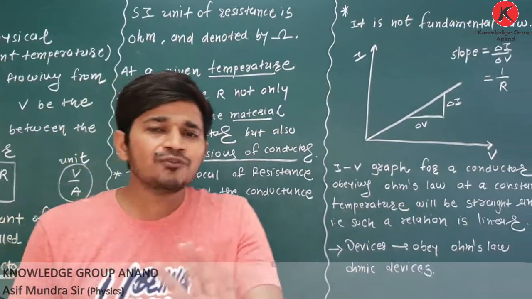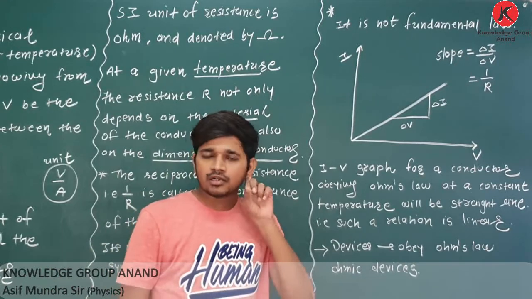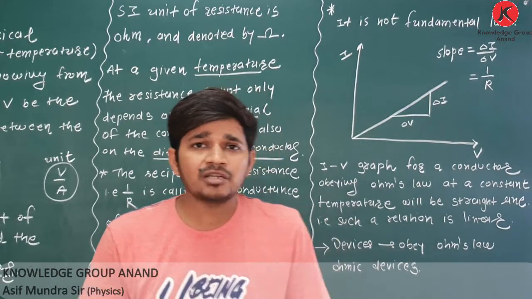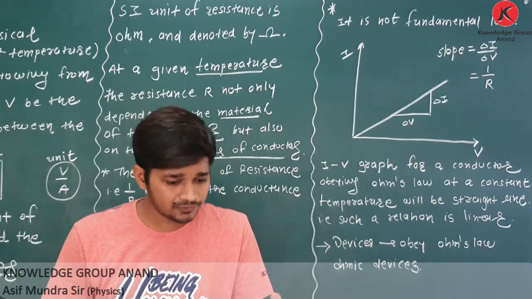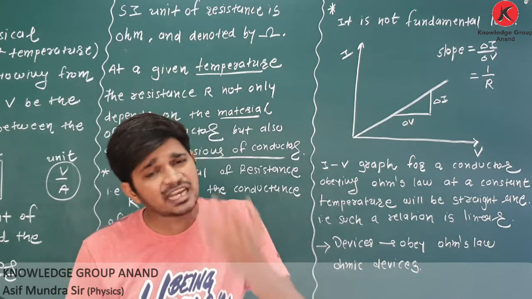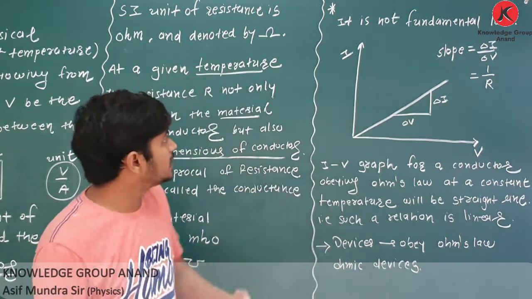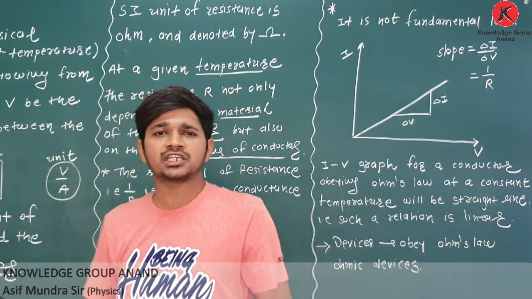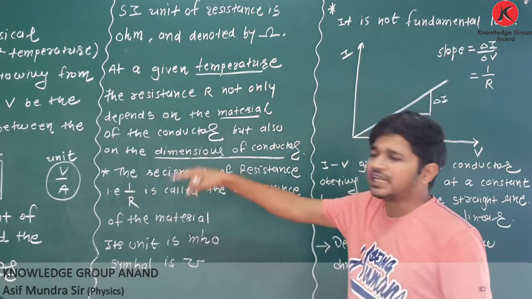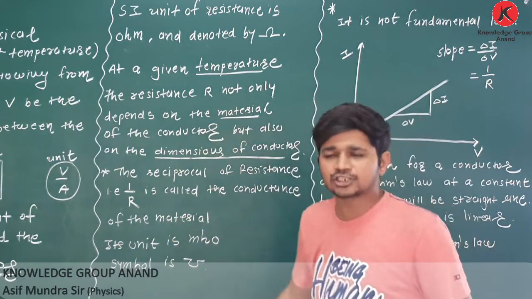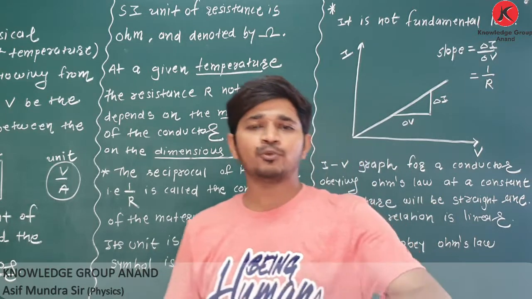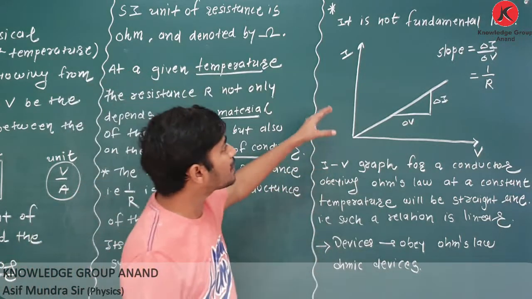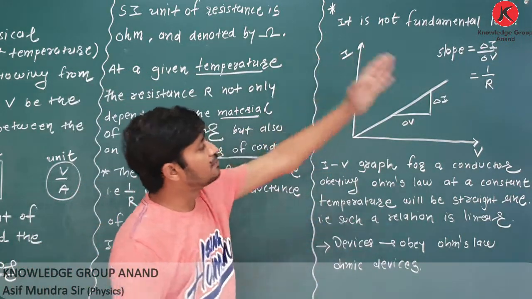Next, Ohm's law is not a fundamental law. Why is it not fundamental? The gravitational law we can apply anywhere, in any condition. It does not depend on temperature or other external factors. Coulomb's law, we can also apply anywhere. But Ohm's law holds under a definite physical condition. For example, if temperature is constant, then resistance is constant, and then V is proportional to I. So under some conditions we have to apply this law. That's why it is not a fundamental law.